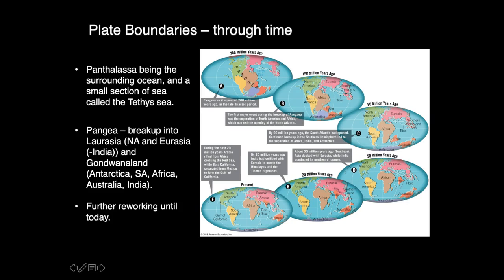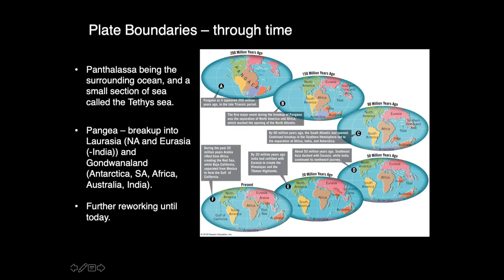So the breakup of Pangaea is a great example of the changes that occur constantly with the different plates. Through different geologic tools, scientists have been able to reconstruct the chronological events that occurred for Pangaea to break up. So Pangaea was the supercontinent which had all current continents pretty much together.